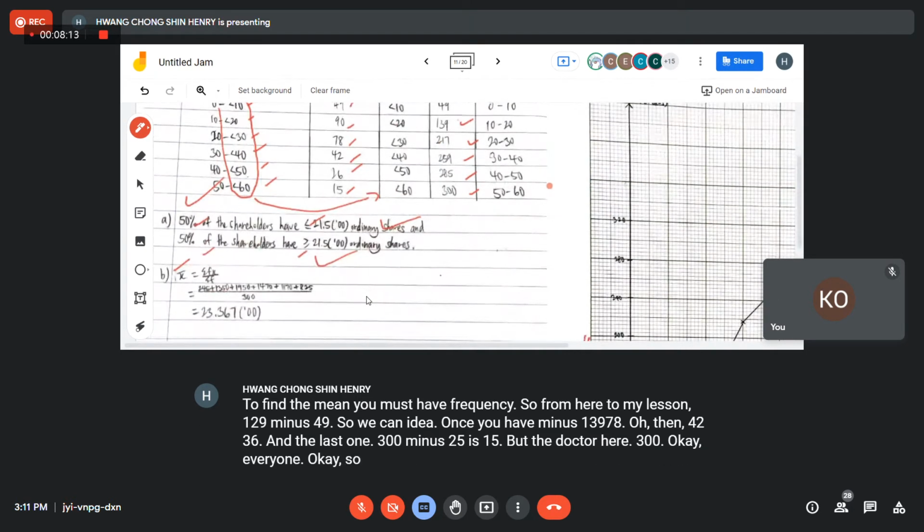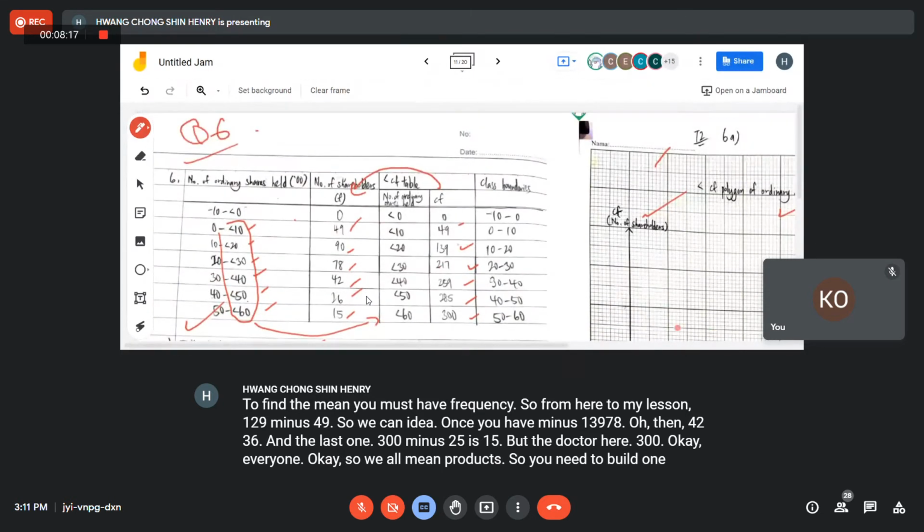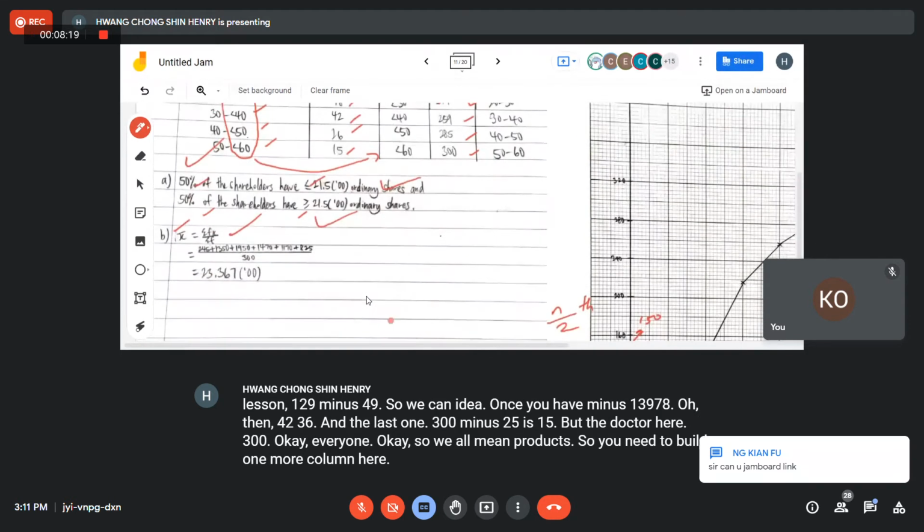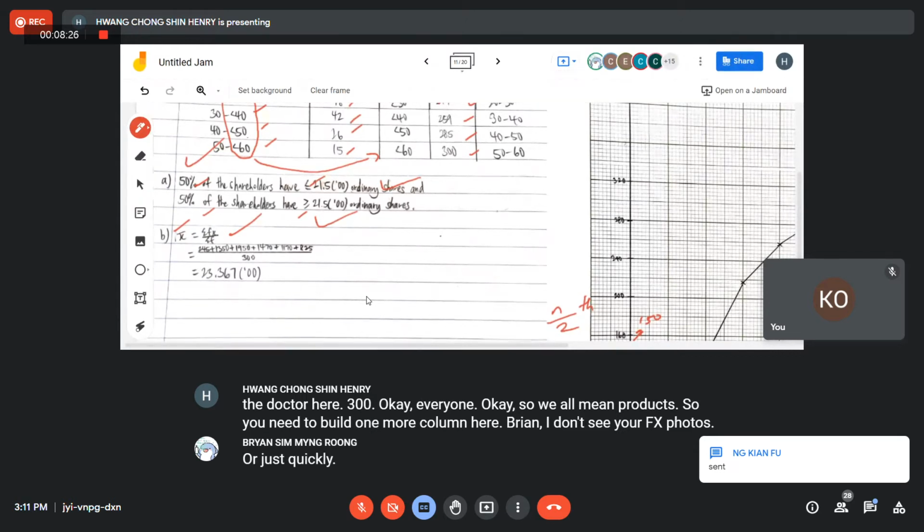Okay, so for your mean, you need the total of fx. So you need to build one more column here. Brian, I do see your fx total also. Oh, I just calculated it myself.